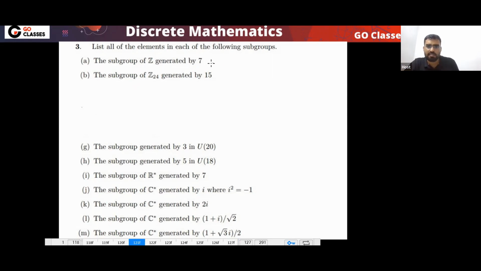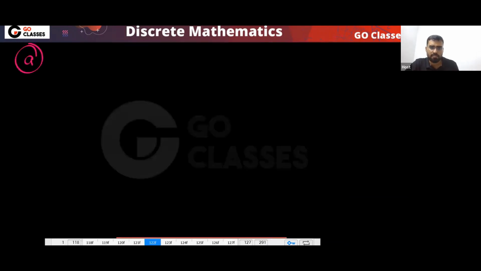The subgroup of Z generated by 7. The operation is addition. For the subgroup of Z24, what is the operation? The operation is addition modulo 24. Okay, so tell me the answer for A.